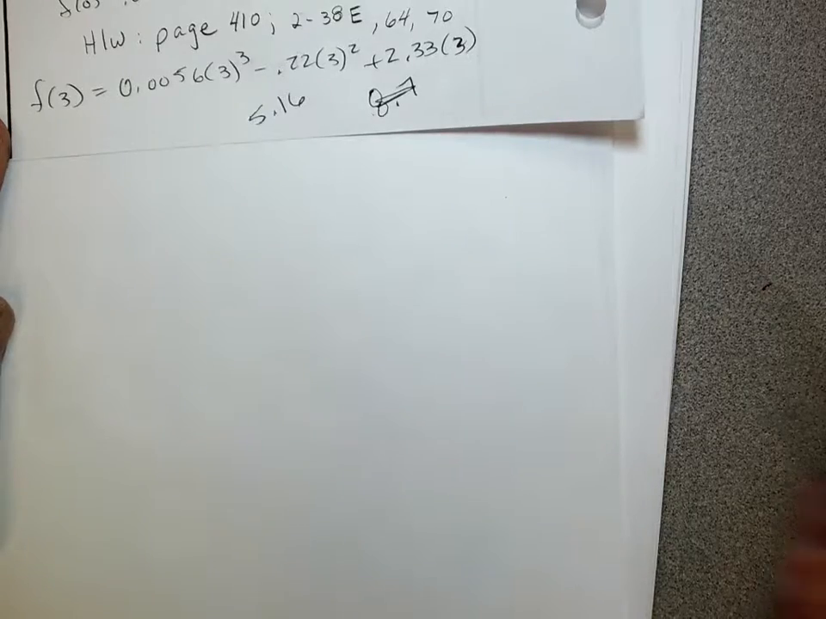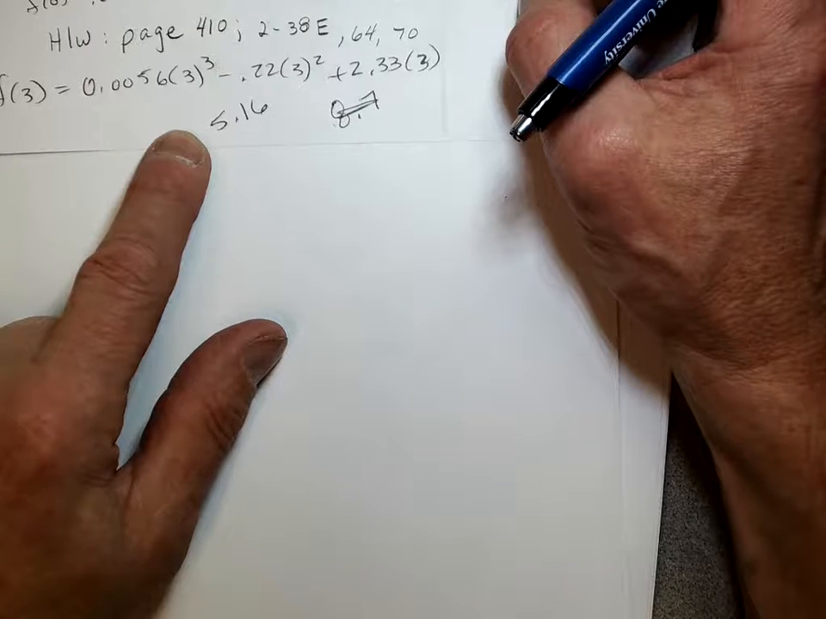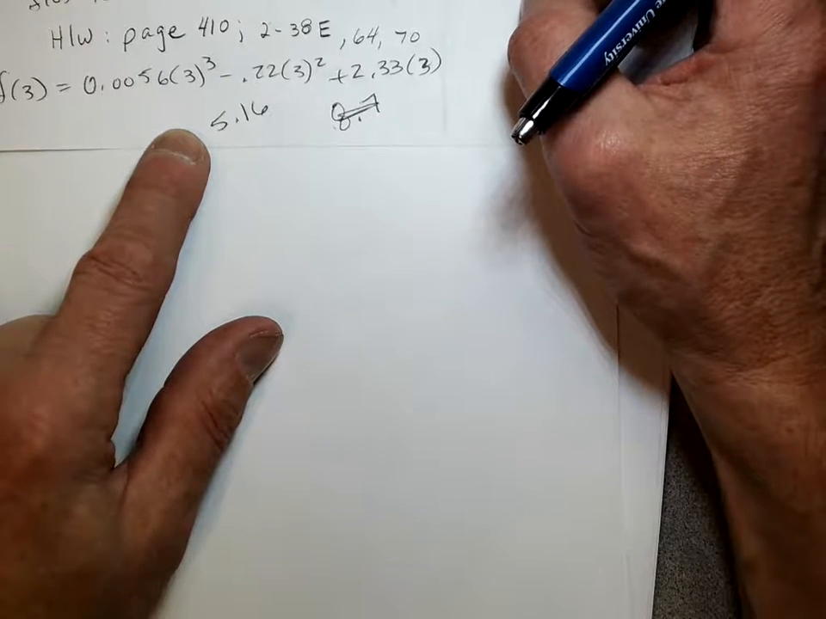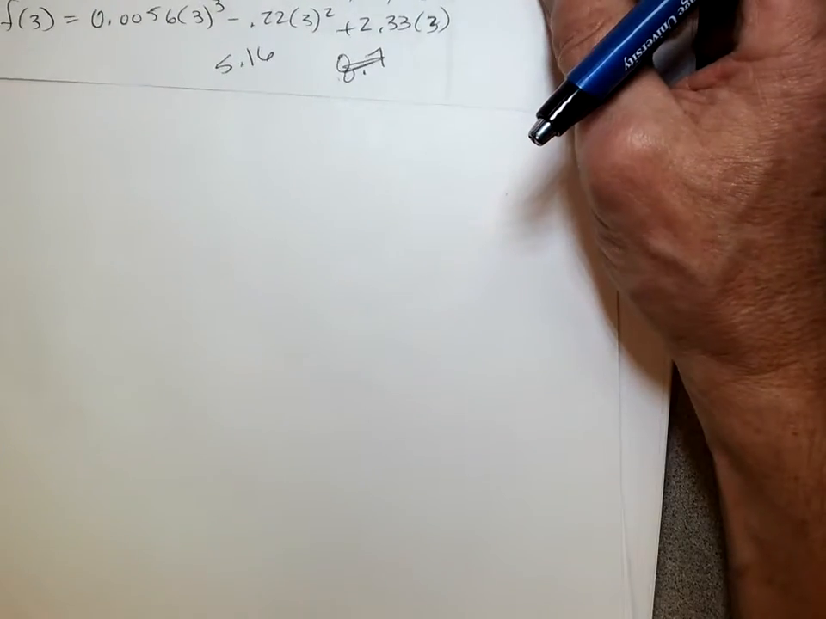What is this? It must represent how much is in the bloodstream, how much medication. Yeah, parts per million. There you go. Okay, pretty easy.